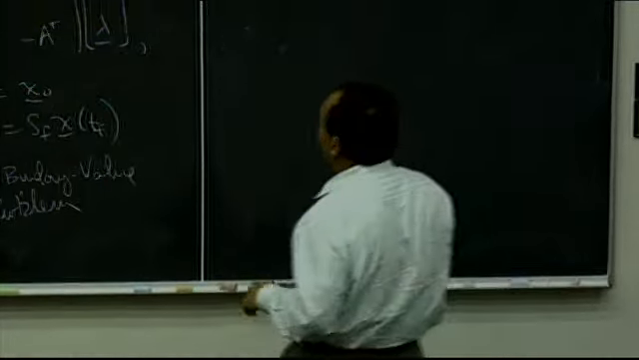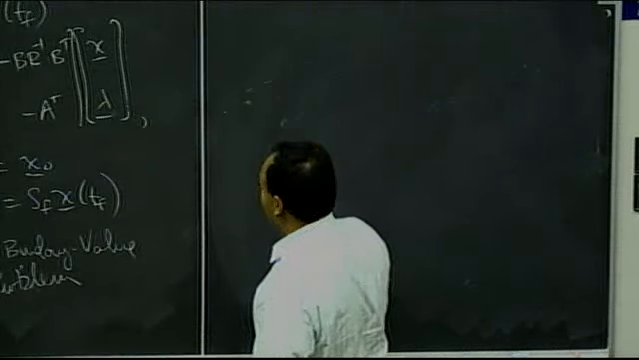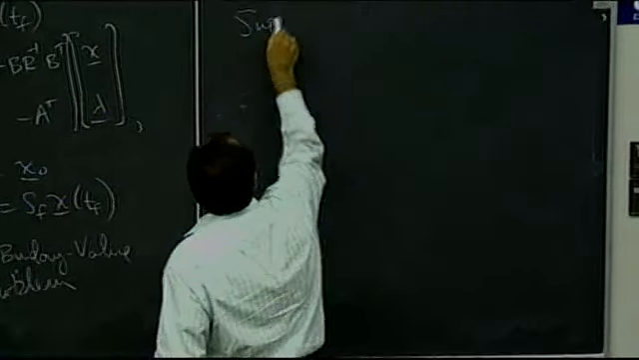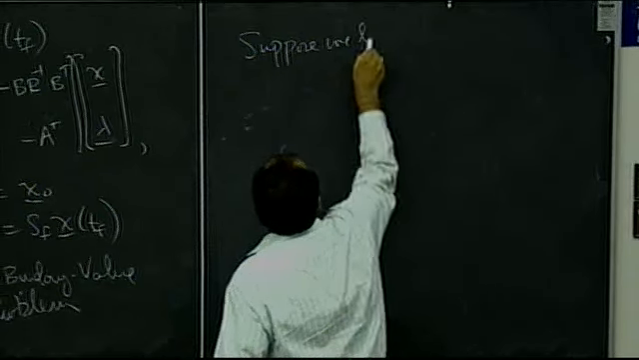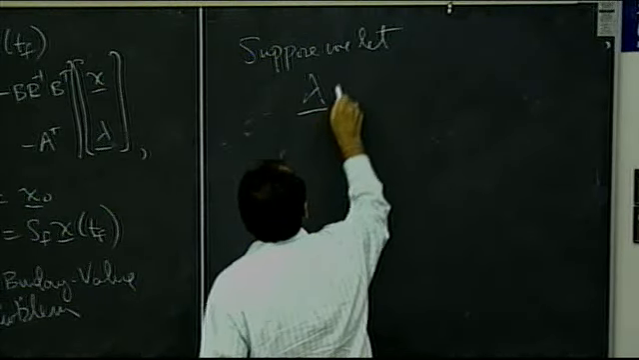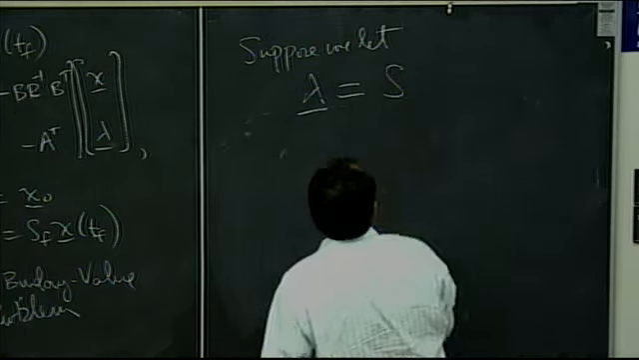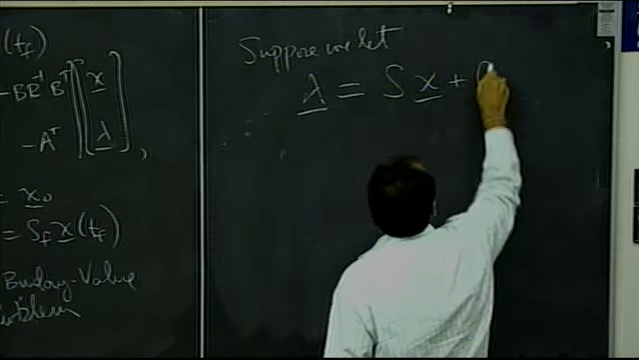Okay, so what we do is we identify it this way. We say, suppose we let lambda equal, I'm going to call it S times x plus beta.